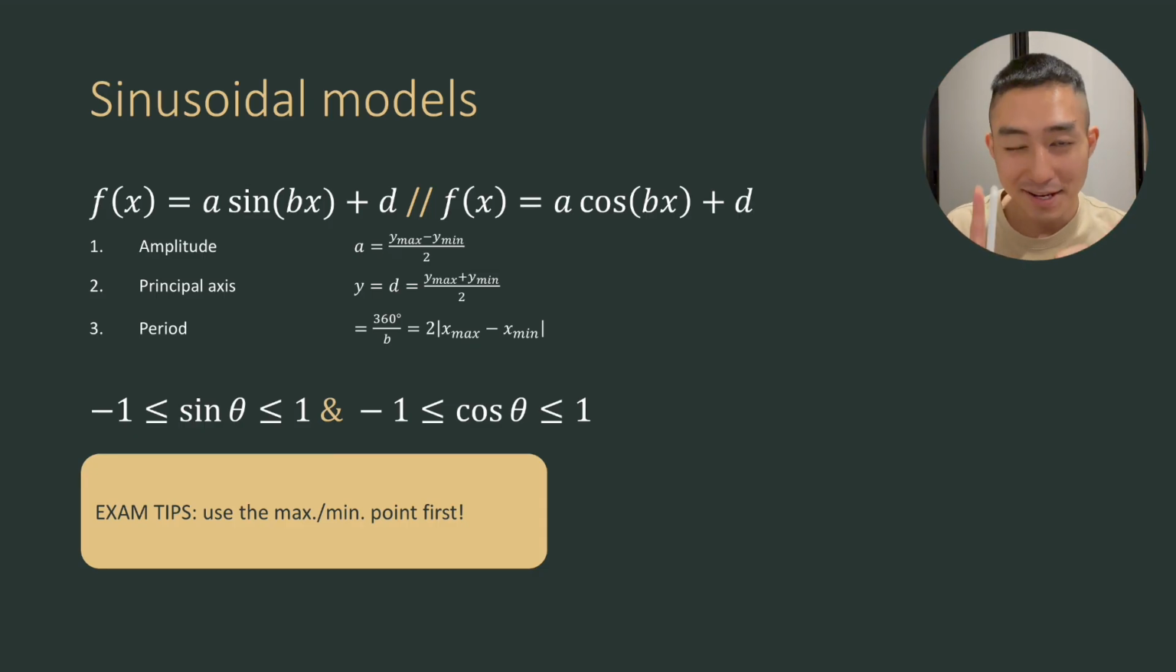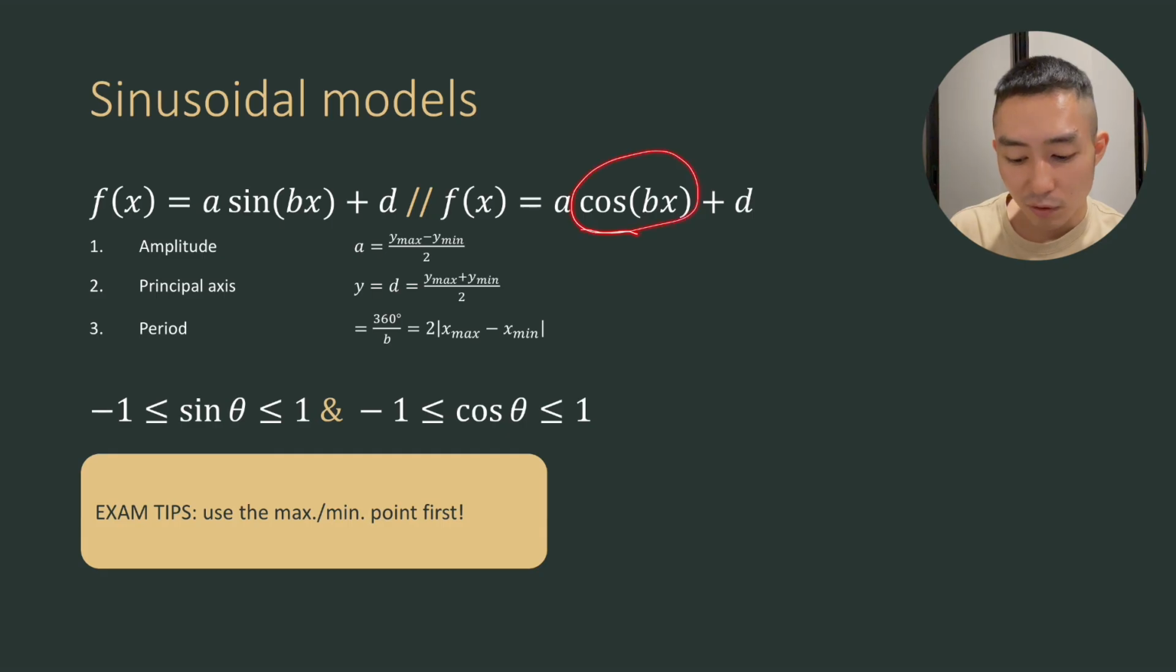For your exam, it is important to remember that whatever the value of b, it will make theta, right? So sine theta has a minimum value of minus 1 and a maximum value of 1. And so does cosine. The minimum is minus 1 and the maximum is 1. So whenever you get a maximum point coordinate or the minimum, use that first, and you can get the D and the A even though you don't have any information about B yet.